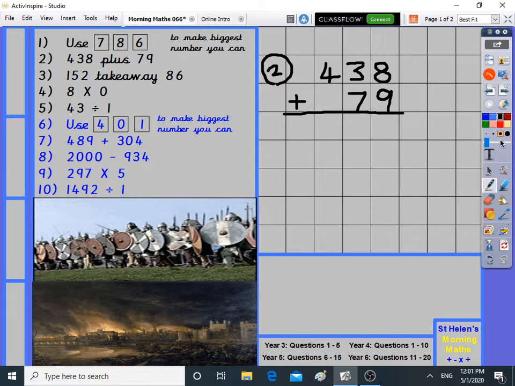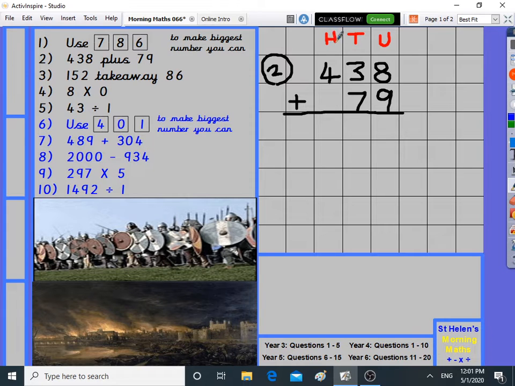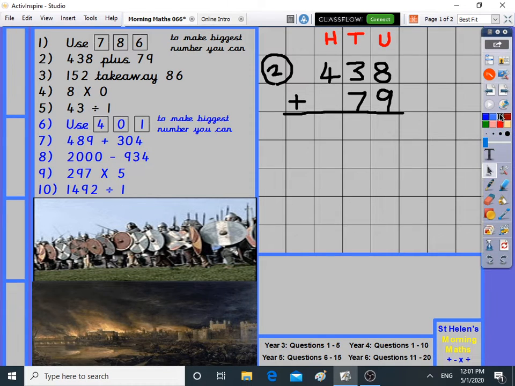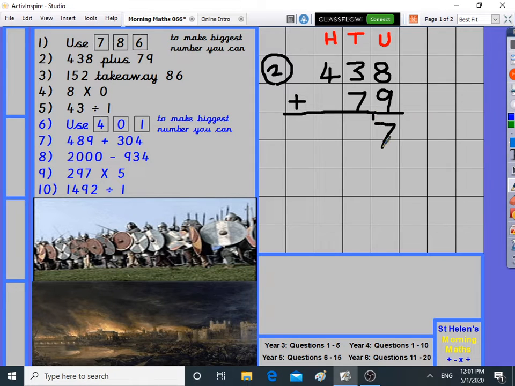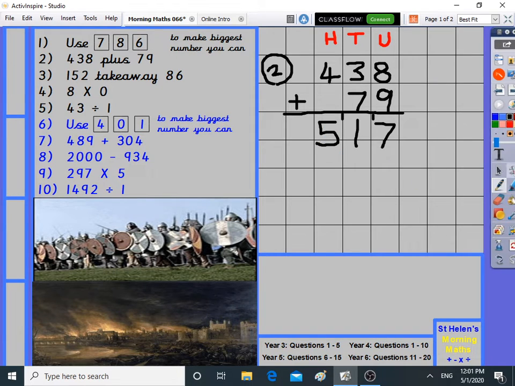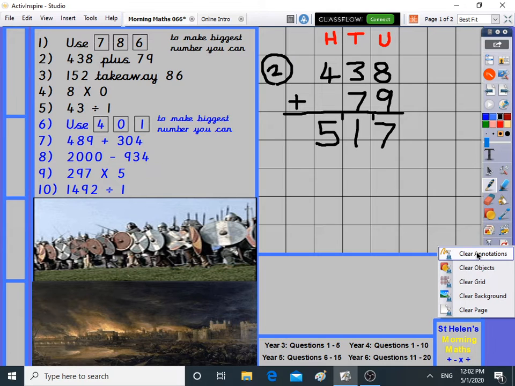I'll put my hats on. Units, tens, hundreds. 8 plus 9 is 17. 3 plus 7 is 10, plus the little one, 11. 4 plus the little one is 5. 517. Pause if you need time to get those workings done. And I'm on to question 3. Plus makes things bigger, doesn't it? Yep, that got bigger. Let's go on to number 3.